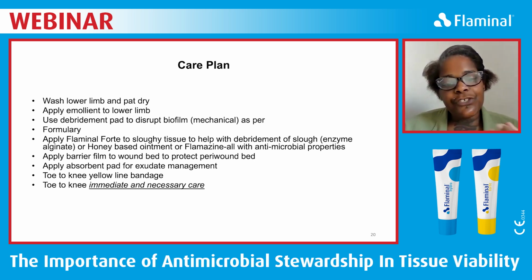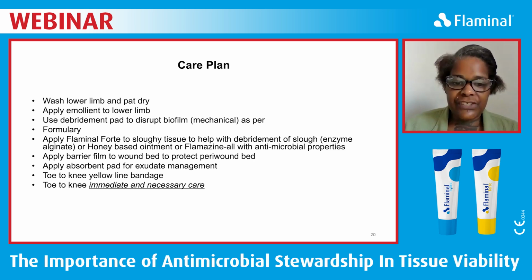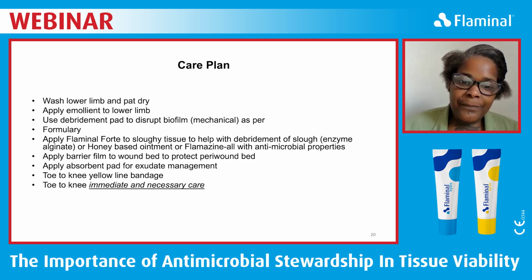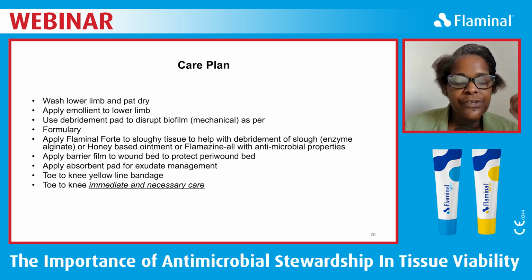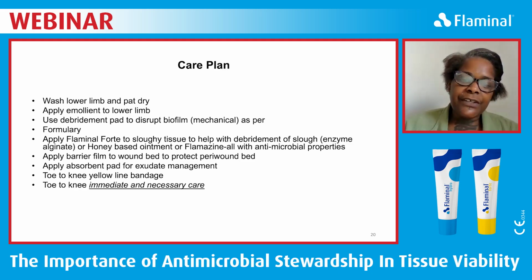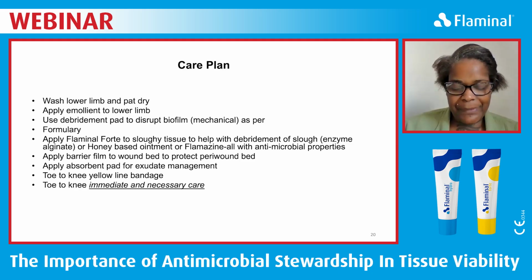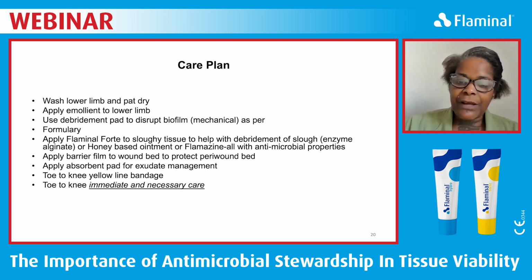There's also the option to use a honey-based ointment to deslough that wound, as well as Flamazine. So depending on what is available on your formulary, there are options to help deslough that bioburden that is stopping your antimicrobials from working and stopping your dressings from working. You're then going to apply a barrier film to your wound bed and your peri-wound bed to protect the surrounding skin that may be healthy.